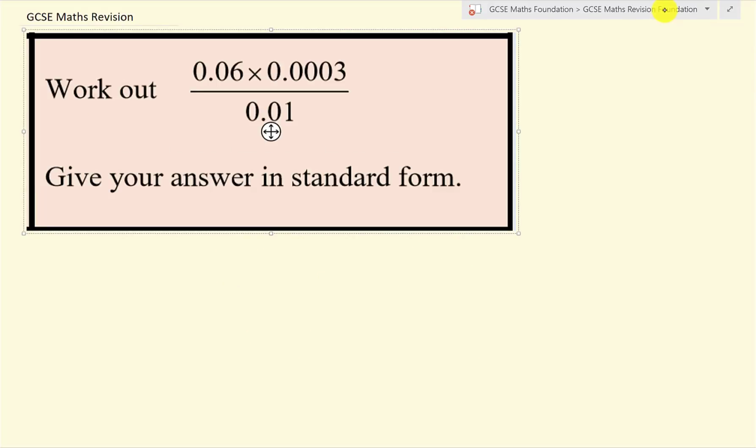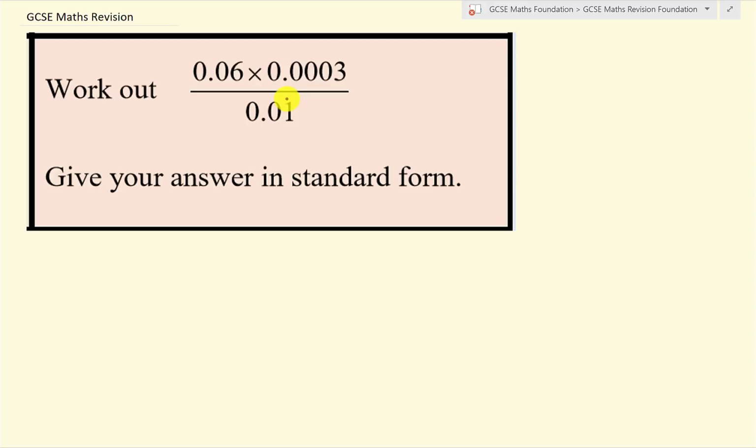Work out 0.06 times by 0.0003 divided by 0.01. Give your answer in standard form. Now, there's two different ways you can answer this question. You can either change these decimals into standard form first, then do the calculation, or you can do the calculation first, then change your answer into standard form. I'll show you both ways.